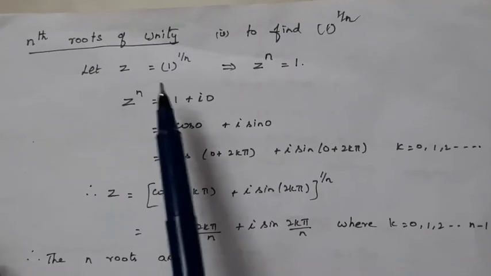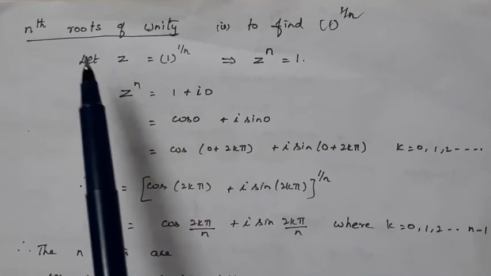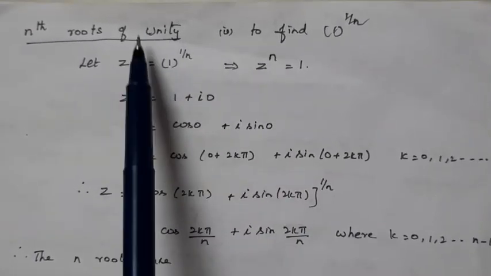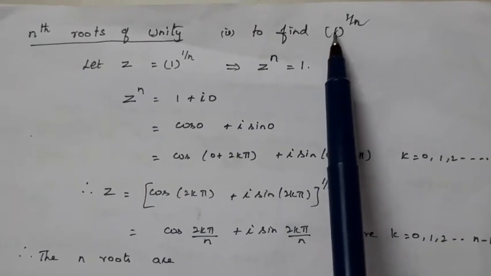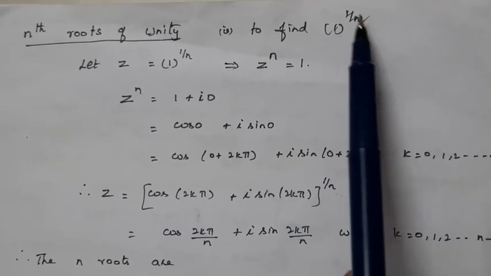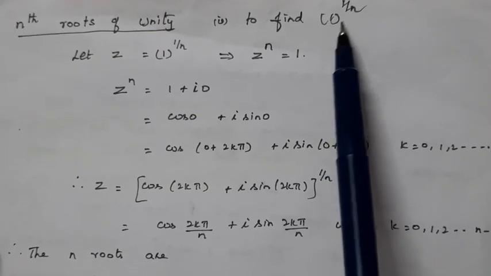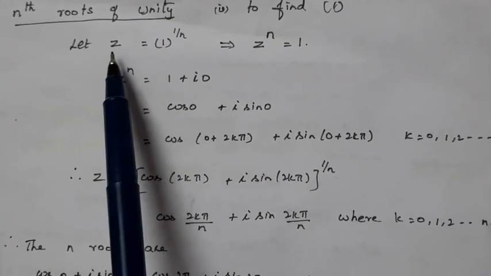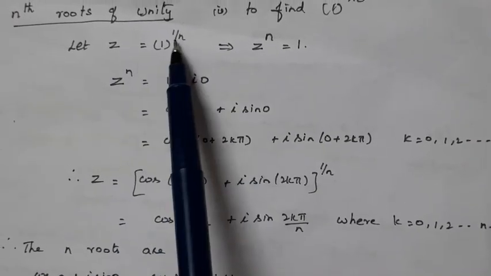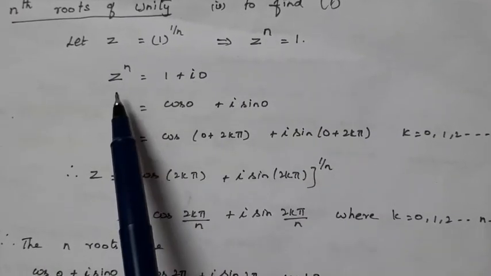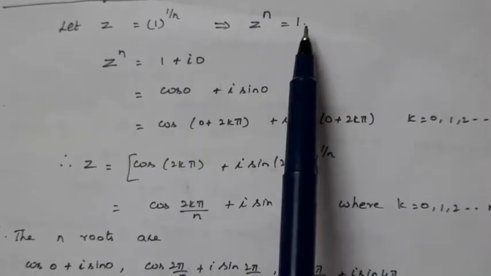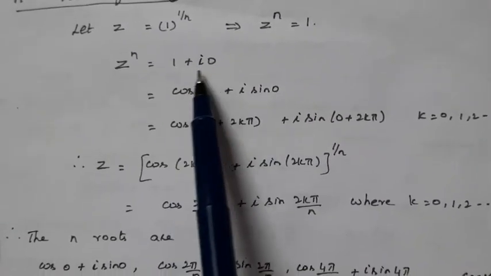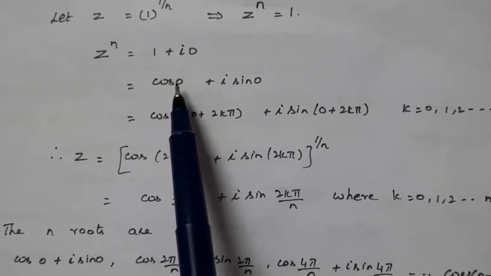Using the same concept of the nth root of a complex number, let us find the nth roots of unity. That means the nth root of 1. So, we are going to find 1 to the power 1 by n. We are going to obtain n roots, and let us see what the n roots of 1 are. Let us take this 1 to the power 1 by n to be z. So, this implies that z power n is equal to 1. Now 1 can be expressed as 1 plus i0. This is in rectangular form, and we have to express it in polar form.